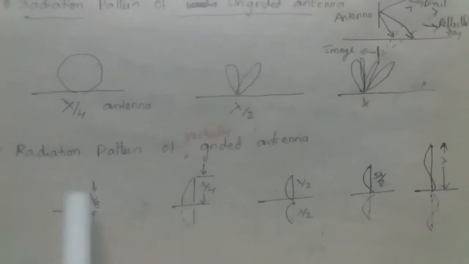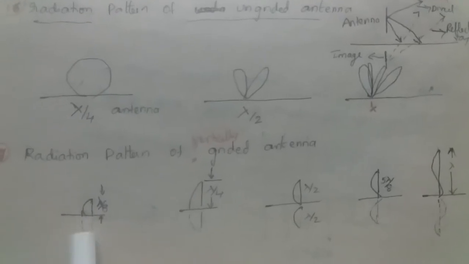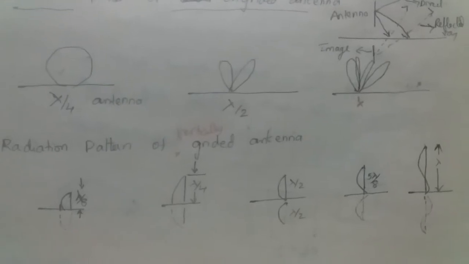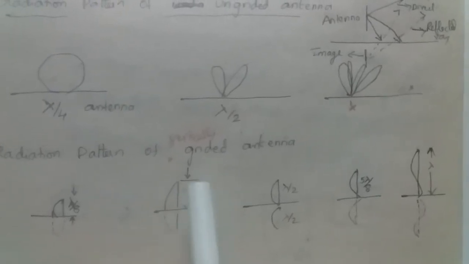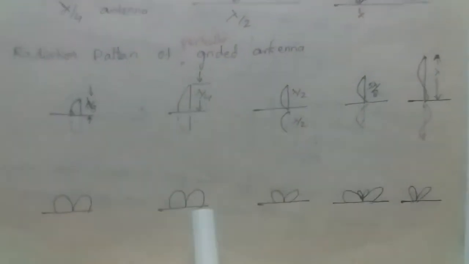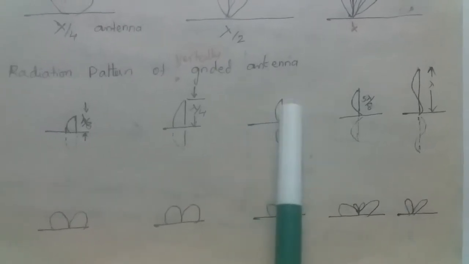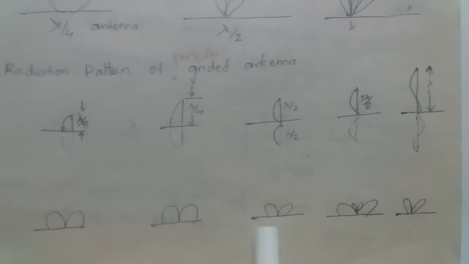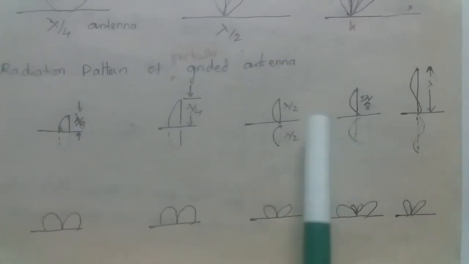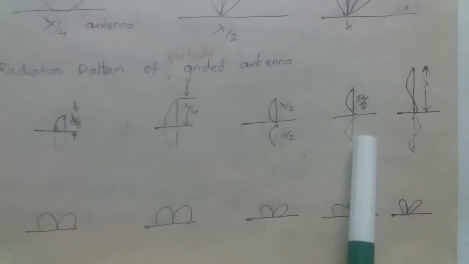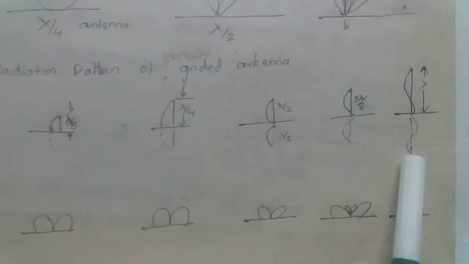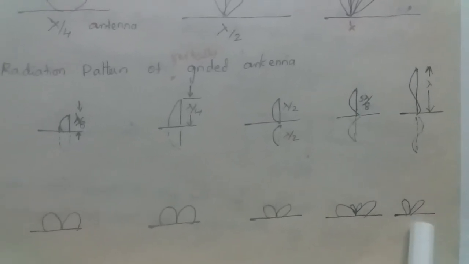So the antenna acts as if it is an antenna of double the size. If it is a lambda by 8 antenna, there is a mirror which is lambda by 8. So the total is a lambda by 4 antenna. So you have 2 lobes. So lambda by 4 plus lambda by 4 is lambda by 2. So the radiation pattern is like this. Lambda by 2 plus lambda by 2 is a wavelength, lambda. So it's a lambda antenna. So you get it like this. 5 lambda by 8 antenna plus 5 lambda by 8 antenna is 5 lambda by 4 antenna, you get 4 lobes. So lambda plus lambda is lambda by 2, you get 2 lobes.